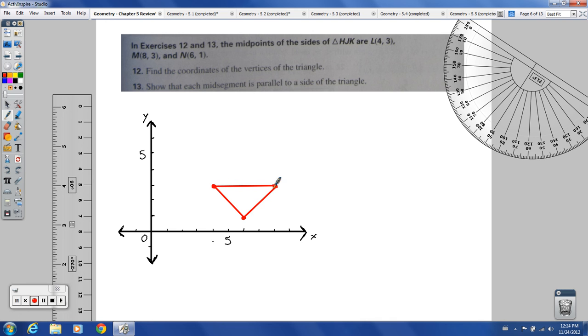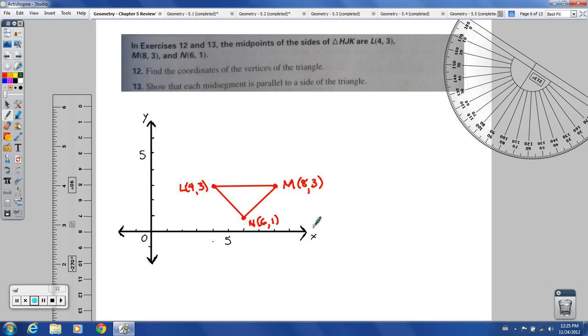I can see the slope of this one is straight across, so it's just a slope of 0. I'm going to label all these points with what they should be. This should be M. Here, this is M at 8, 3. This is N at 6, 1. And this is L at 4, 3. And so I can tell, looking at this, that this is going to be the actual triangle. It looks something like this right here.